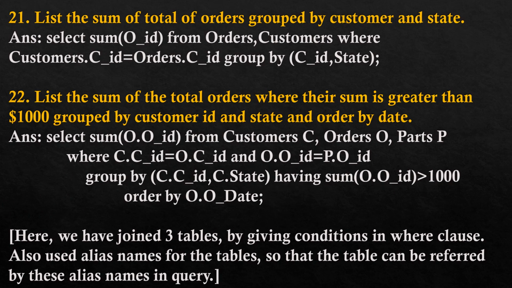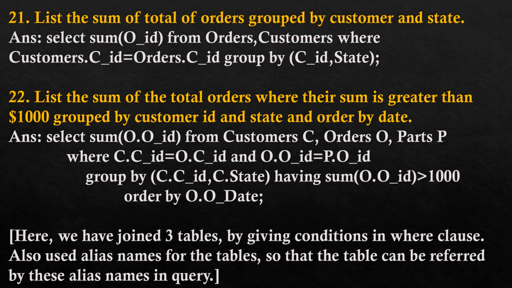Now list the sum of total orders grouped by customer and state. So you have to select sum of order ID from orders and customers where customer.customer ID is equal to orders.customer ID, grouped by customer ID and state. Why? Because we have to join two tables, customer and orders, because we have to check the total of the orders placed by the customers, and it has to be grouped according to the customer and state. So these two tables have to be joined to fetch this data, that is customer and orders.